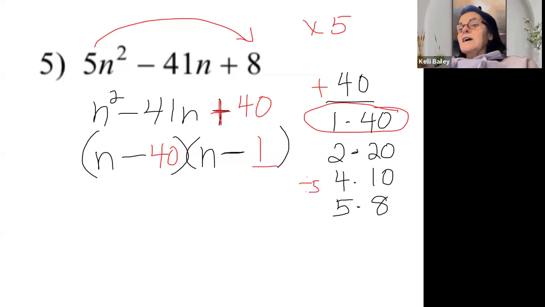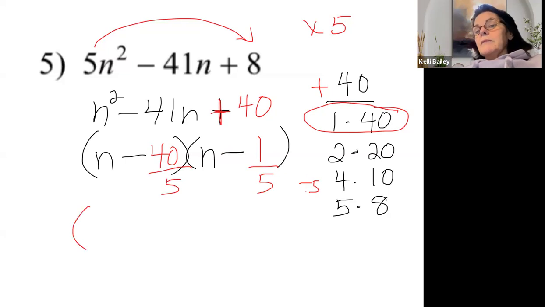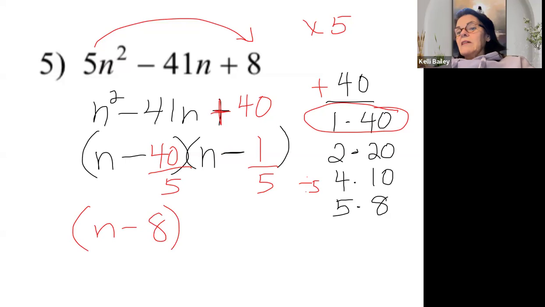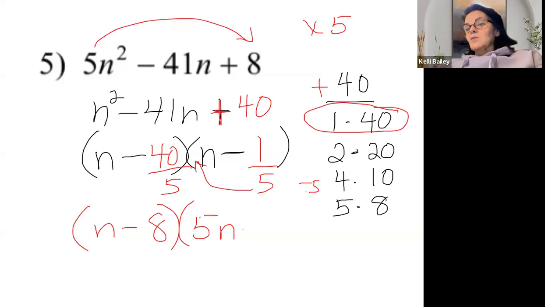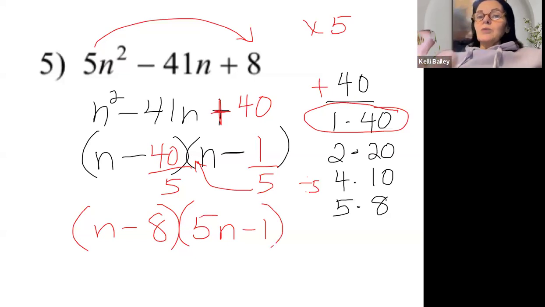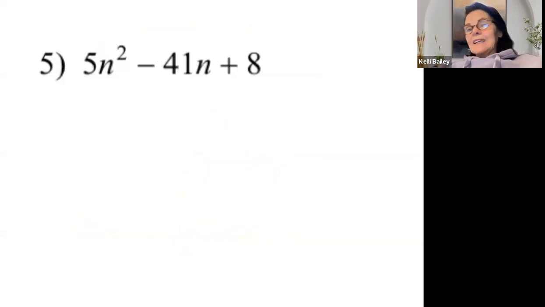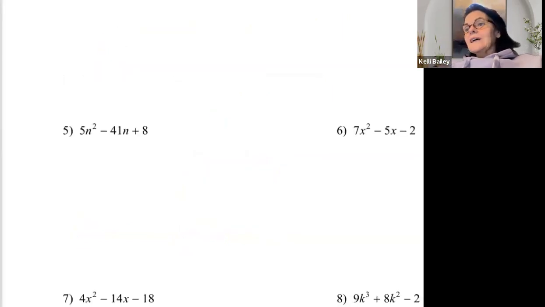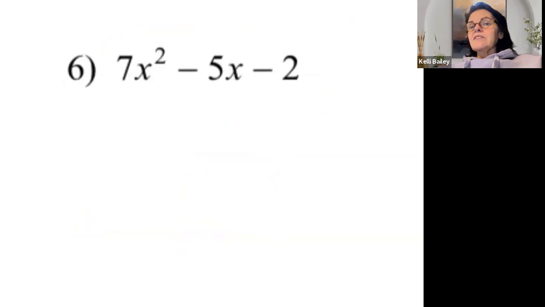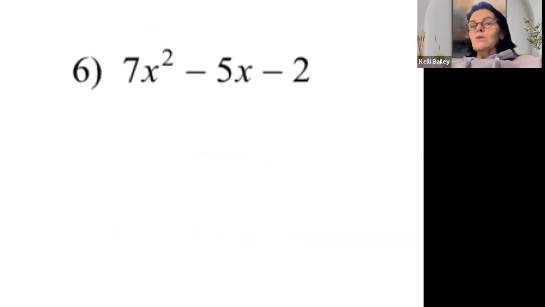So there's a 5, there's a 5, cleaning up. 40 divided by 5 gives us 8. And then the next one, we move that 5 in front of the n. So 5n minus 1. I hope y'all are following this. I hope it's pretty clear. Okay, number 7. If not, we can address questions when we get together, okay?